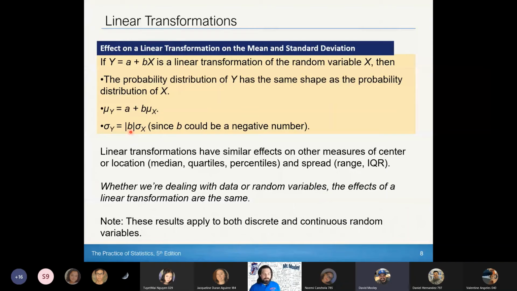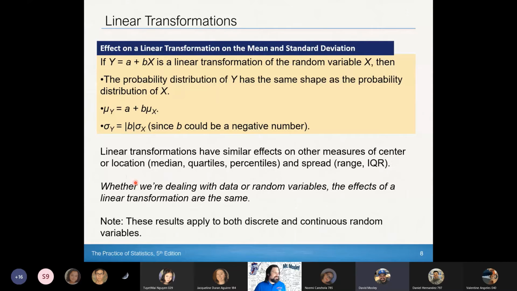Linear transformations have similar effects on other measures of center or location (median, quartiles, percentiles) and spread (range and IQR). So if you were asked in some question to not just determine the mean, but maybe find quartiles or percentiles, or maybe the median is the measure of center being used, and you have to adjust that, you're going to follow the same rules.